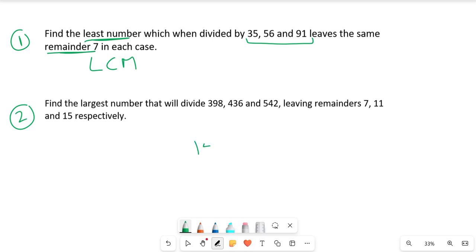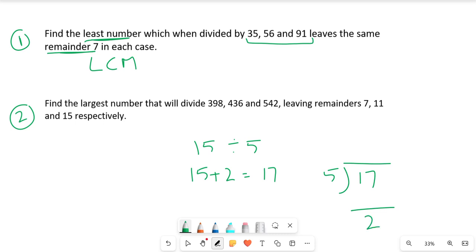Now 15 is divisible by 5. I know that. If I add 2 to it, I am getting 17. So if I divide 17 by 5, my remainder will be 2. This 2 is the extra which I added to it. The number divisible by 5 was 15. Same way I will find the LCM and I will add 7 to it. So this 7 will be the extra for all the three numbers.